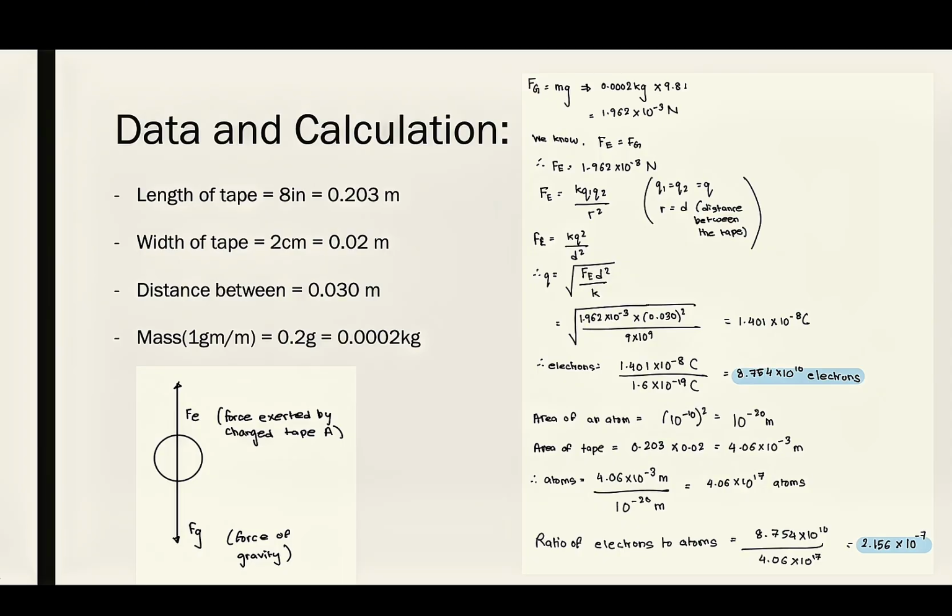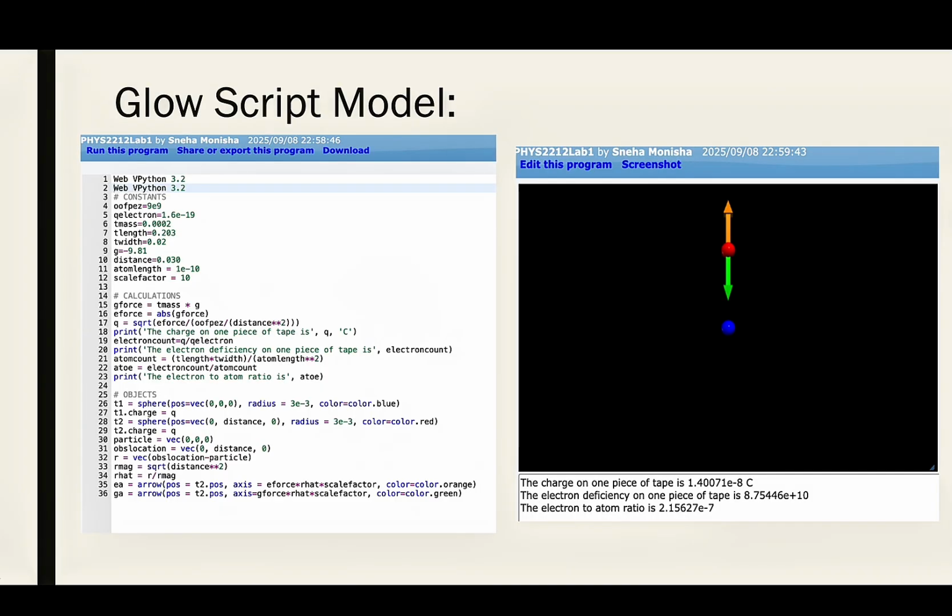where we assumed the positively charged tape as a point charge. We saw that the length of the tape is 8 inches, the width of the tape is 2 centimeters, the distance between the tapes was roughly 0.03 meters, and the mass of the tape was assumed to be 0.2 grams, which is 0.0002 kg. This is a closed-loop model which validates our answers and our calculations.